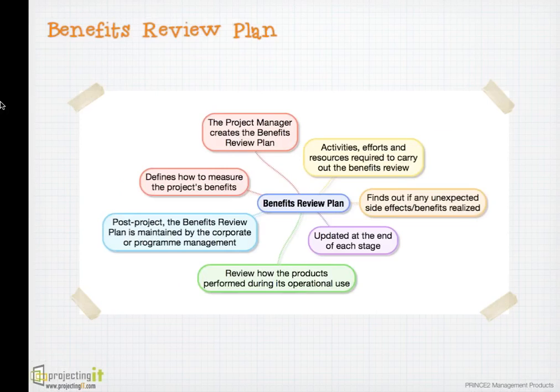So business case is used to decide whether the project is justified and good to go ahead, whereas benefit review plan is used to confirm the benefits documented in the business case. Benefit review plan is reviewed and updated by the project manager at the end of each stage and handed over to the operations team at the time of closure.